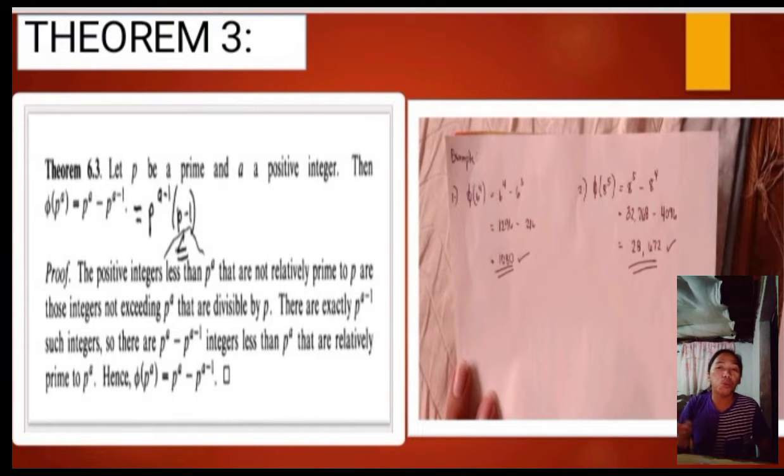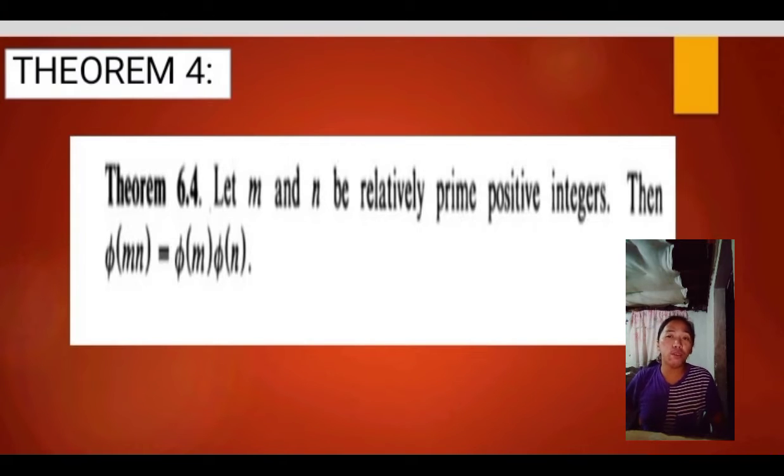To explain this, the positive integers not exceeding p raised to a that are not relatively prime to p are those integers that are divisible by p. There are exactly p raised to a minus 1 such integers. So there are p raised to a minus p raised to a minus 1 integers less than p raised to a that are relatively prime to p raised to a. So therefore, phi of p raised to a is equal to p raised to a minus p raised to a minus 1. And next we have Theorem 4.